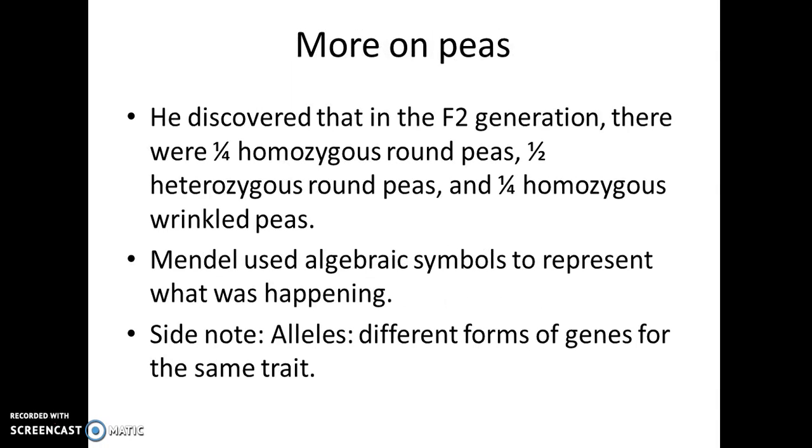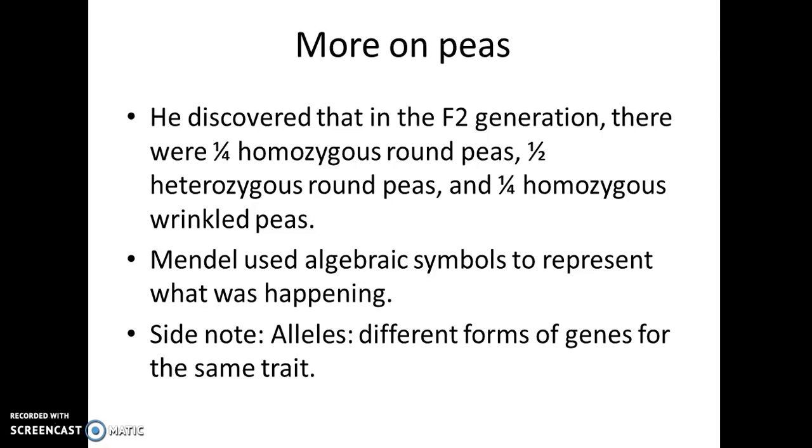He discovered in the F2 generation that 1/4 were homozygous round peas, 1/2 were heterozygous round peas, and 1/4 were homozygous wrinkled peas. So they used the algebraic symbols. Don't freak out, they're just letters. Algebraic symbols to represent what was happening.